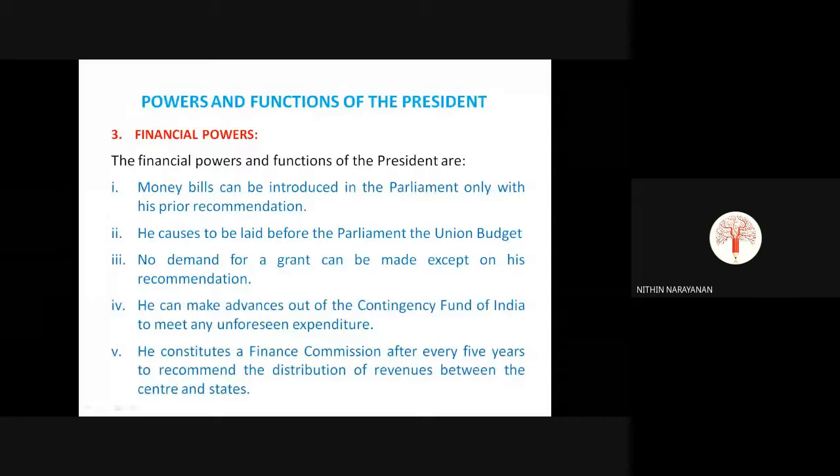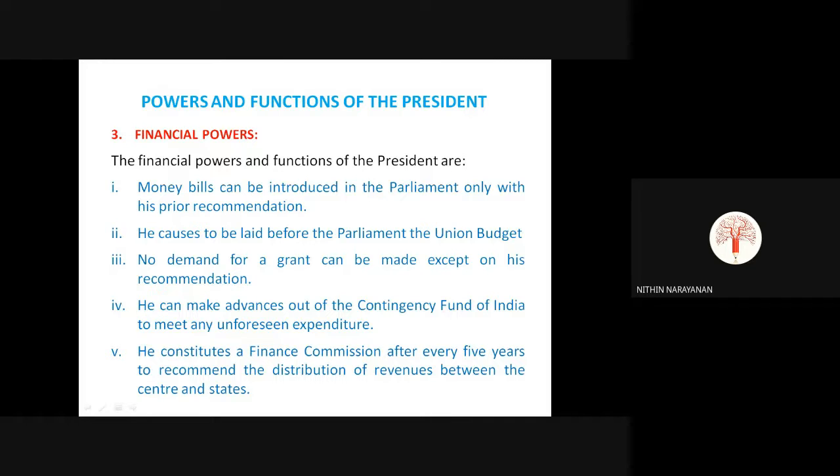As I said earlier, we looked at certain types of bills, like money bills or bills changing the area or the formation of new states. Such bills, before being passed in the houses, need prior recommendation from the president. So money bills can be introduced in the parliament only with the prior recommendation of the president. He causes the union budget to be laid before the parliament. No demand for a grant can be made except on his recommendation.